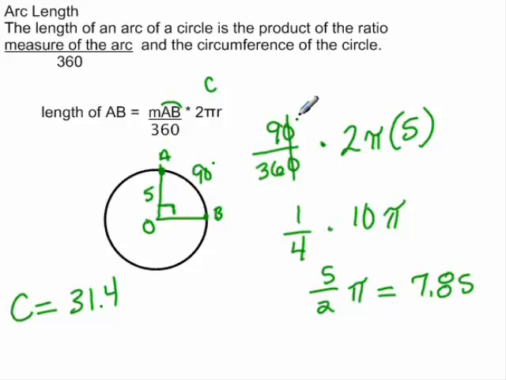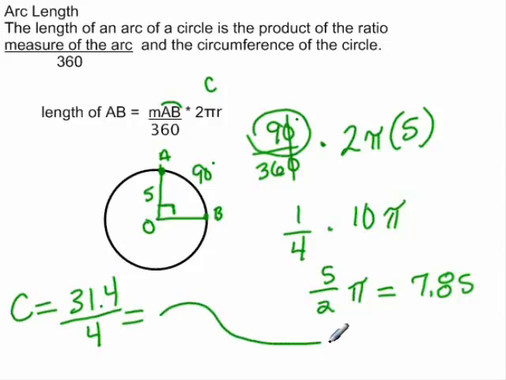How many times does 90 degrees go into 360? Well, 360 divided by 90 is 4. So if we take 31.4 and divide it by 4, the circumference divided by 4, guess what we get? We get the arc length. So arc length is the fraction of the circle itself, of the circumference. That's the reason why we take the measure and divide it by 360. It gives us that fraction part.